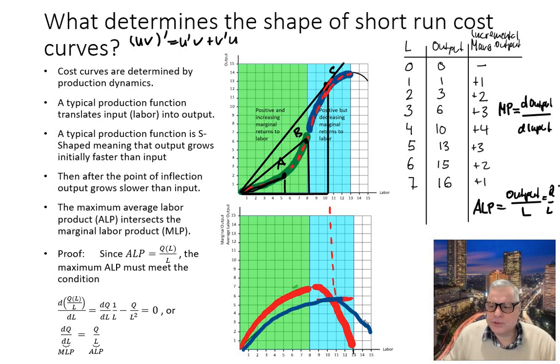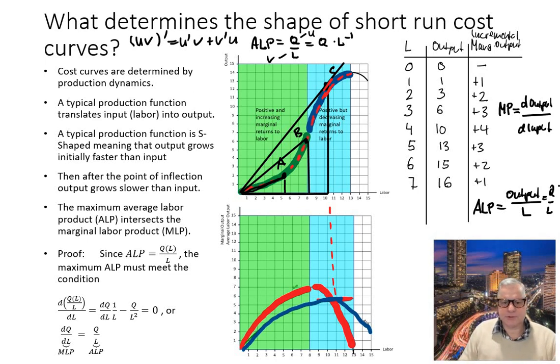Okay, so in order to apply that formula, we can write the average labor product, which is Q over L, as Q times L to the negative 1. So now Q would be, let's say, U, and L to the negative 1 is V.